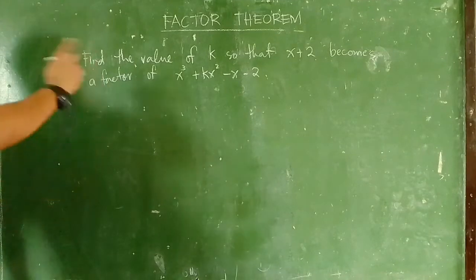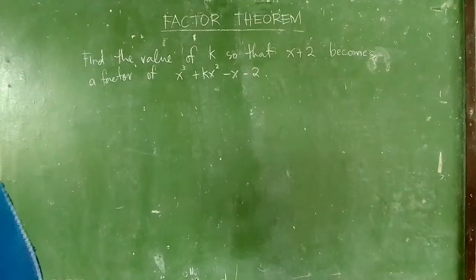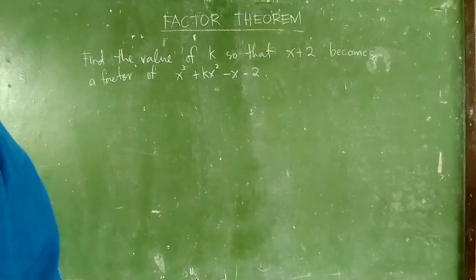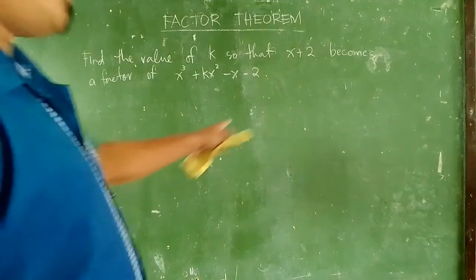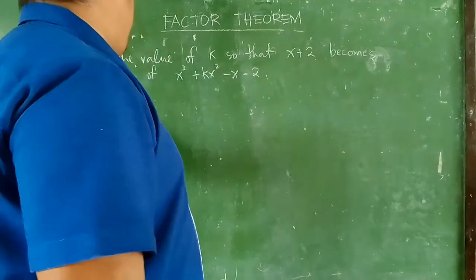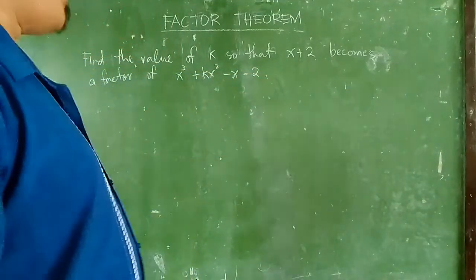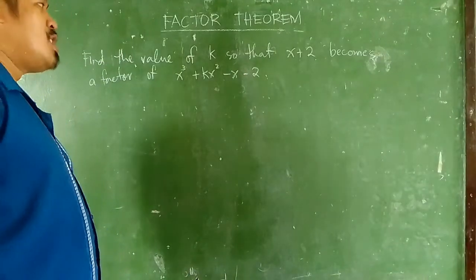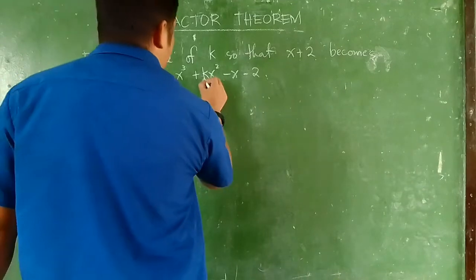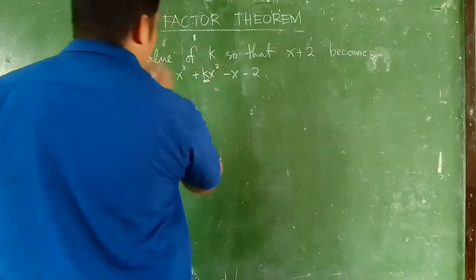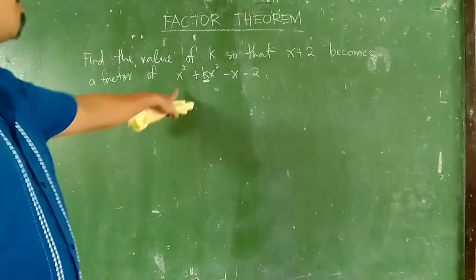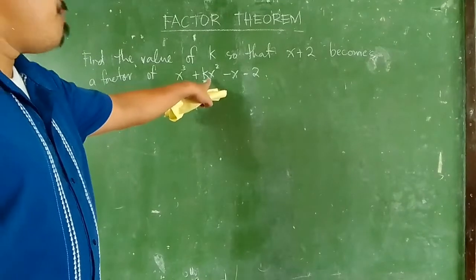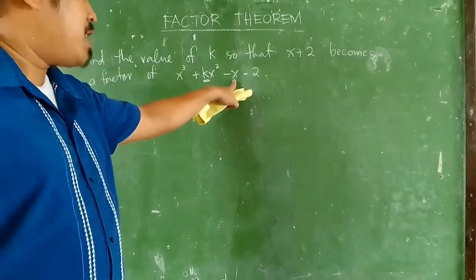Alright, so this will be our last example. Let's find out the value of k so that x plus 2 becomes a factor of this polynomial, x cubed plus kx squared minus x minus 2. Take note, what we're looking for is the value of k in your polynomial.